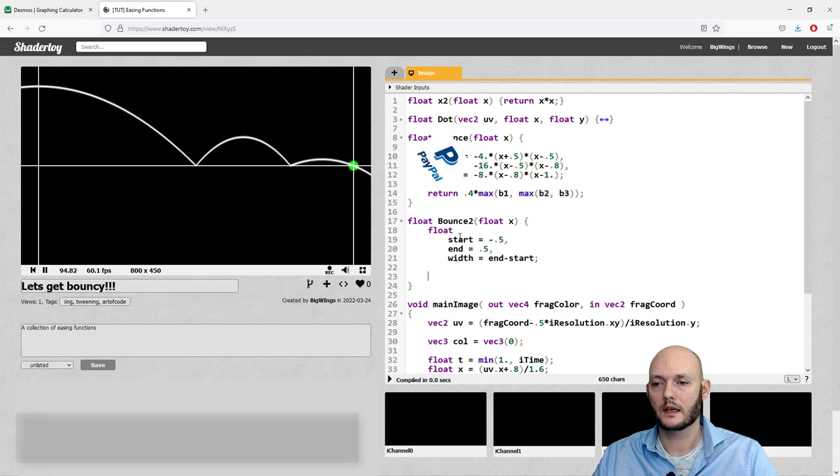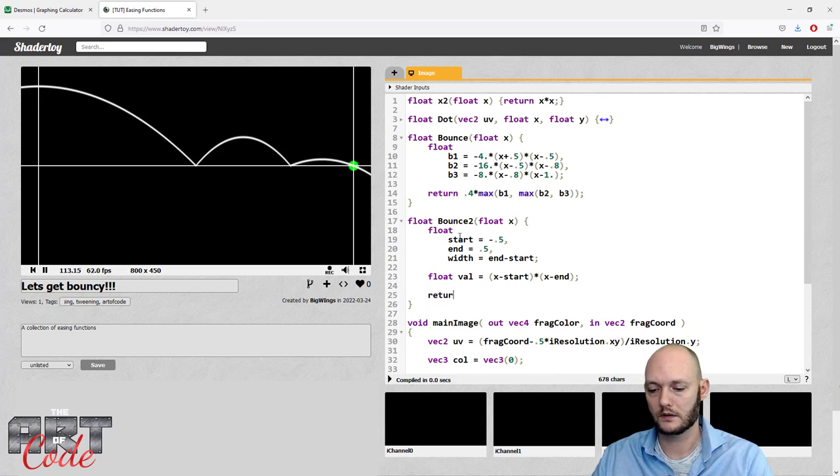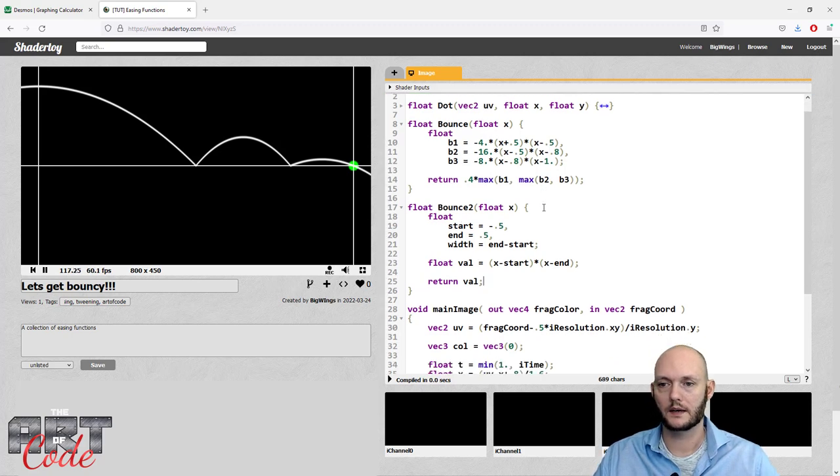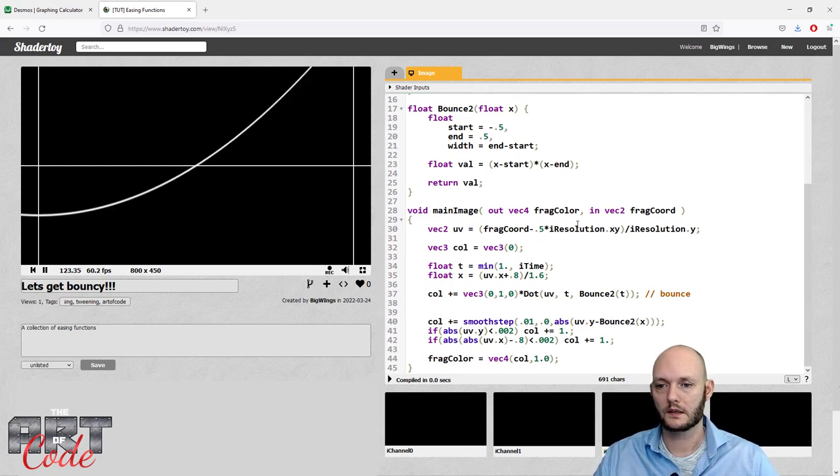So, and then I can say float val for value equals x minus start times x minus end. And let's see what that looks like. So return val. So return the value. And then I have to go down here and say bounce2 instead of bounce. Right? Bounce2. Okay, so that gives me something.